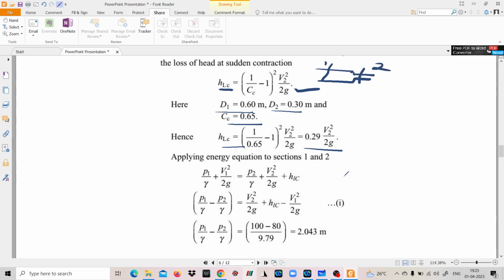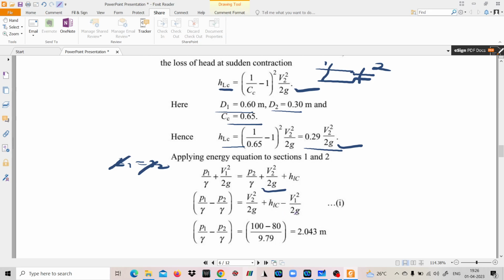Now if you apply Bernoulli's equation between points 1 and 2, P1 by rho g plus V1 square by 2g equals P2 by rho g plus V2 square by 2g. Since this is a horizontal pipeline, we are not writing Z1 and Z2 because Z1 and Z2 will be the same and they will cancel each other. Plus HLC. So from this, what is HLC? HLC in terms of V2 we have already obtained.